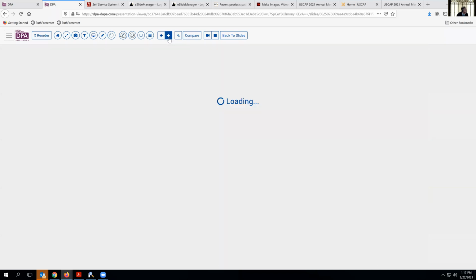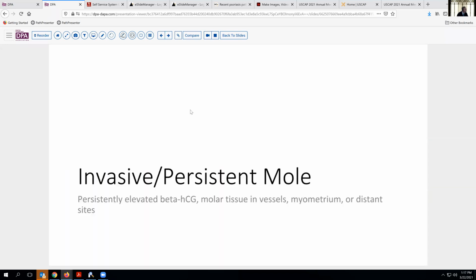So let's go on then to talk about an invasive or persistent mole, which essentially is a situation of following diagnosis of a mole having a persistently elevated beta HCG and potentially being able to identify molar tissue in the vessels, in the myometrium, or at distant sites, essentially becoming a metastasizing or invasive mole. I won't show you images of this because the morphology we've already covered in some detail, but finding molar tissue in the wrong sorts of sites would allow you to make this diagnosis.